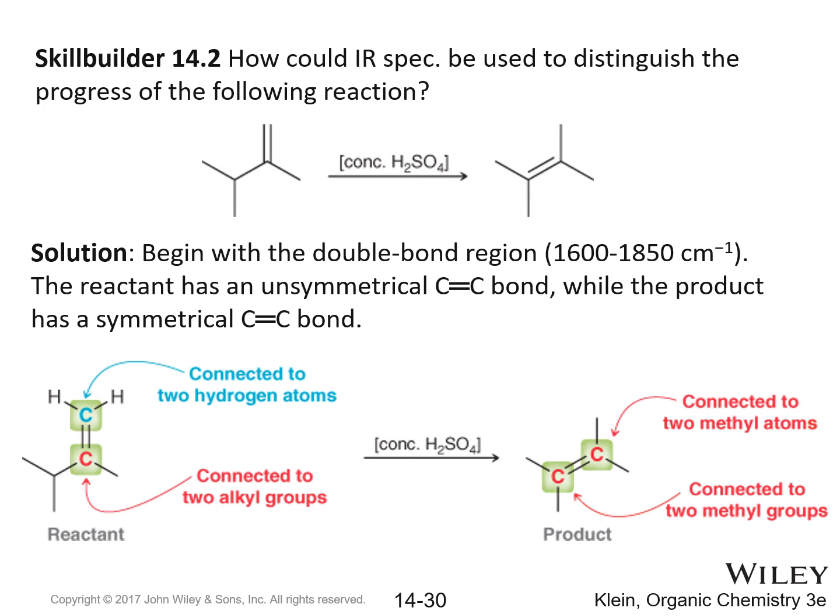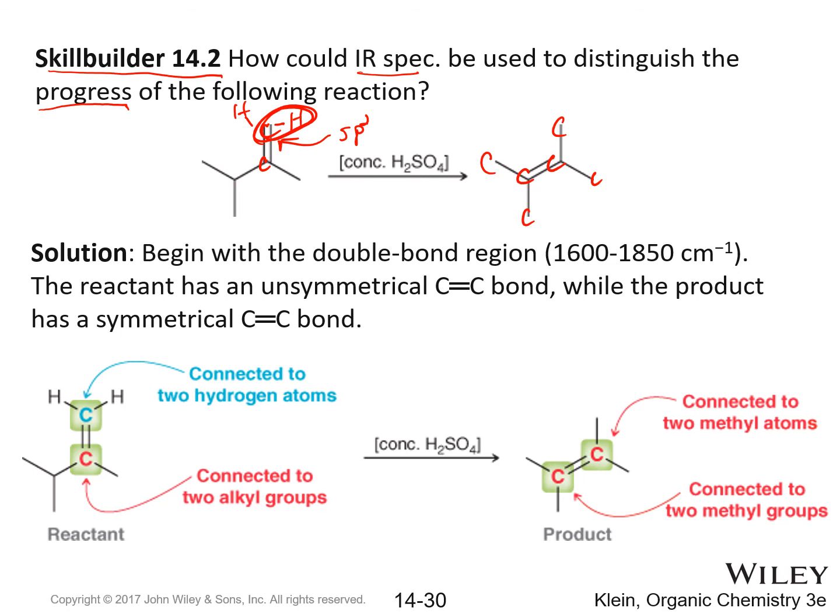For the next example, this was Skill Builder 14.2 from the book. How could IR spectroscopy be used to distinguish the progress of the following reaction? Well, in both of our compounds, we have a carbon-carbon double bond, but we have a CH bond here, and we have a CC bond on everything in the product. So we'd be looking for the disappearance of that sp2 hybridized carbon to hydrogen bond.